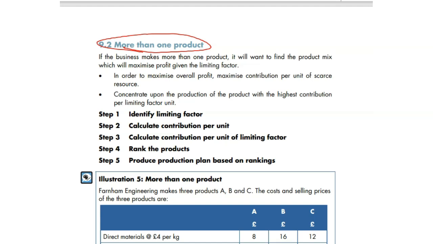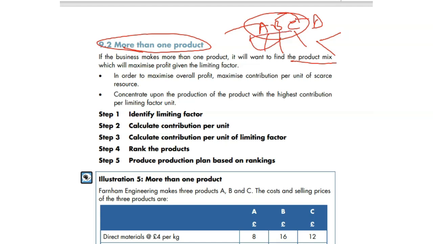Then the product mix, more than one product. Practically, businesses sell more than one product, 2, 3, 4, A, B, C, D, many products. Now, out of this A, B, C, or even D, in your assessment, not more than 3 they're going to give you. If 3 products are there and your material or labor, either of these is limited, which one would you like to produce? Would you produce A as much as B? The answer is whichever product gives you higher contribution. Higher contribution, yes, more profit. You're going to produce that one.